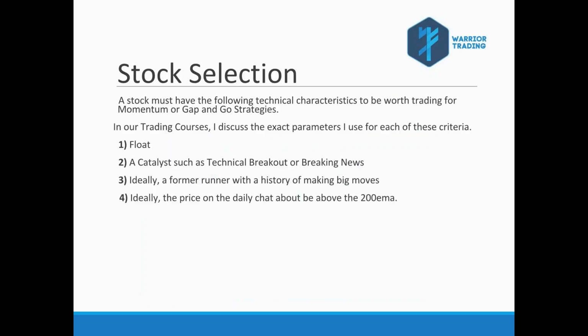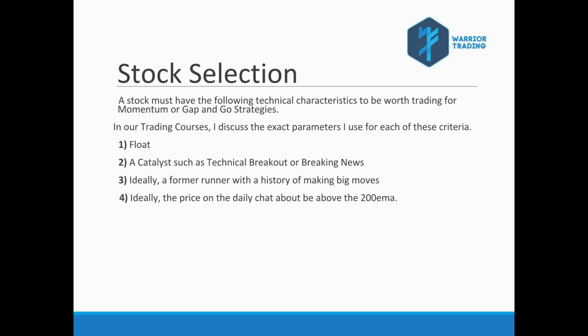And for me, when I break down the anatomy of these stocks, these are the 4 criteria that I'm looking at. Number 1, float. Almost all of the stocks that make those really big moves have a float of under 100 million shares. A lot of them have floats even lower than that, but 100 million shares is kind of my threshold. Above that, I probably won't day trade it. Below that, I'm probably going to be interested.